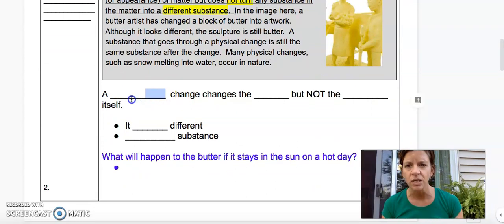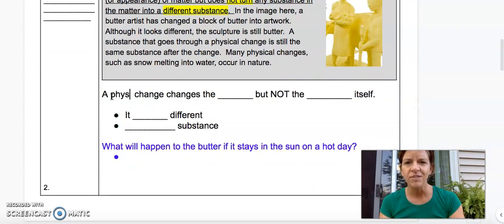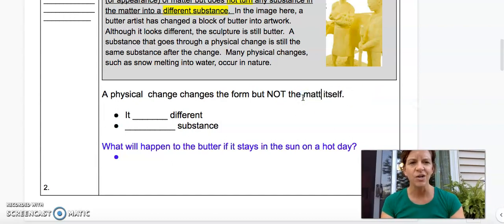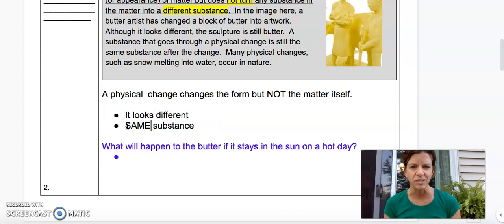This is your notes. A physical change changes the form or appearance, but not the matter or stuff itself. Okay, so for example, down here, it looks different, but it's the same substance. Make sure yours looks like mine.